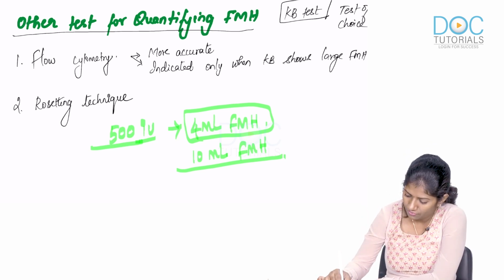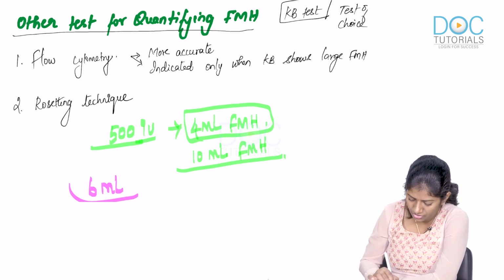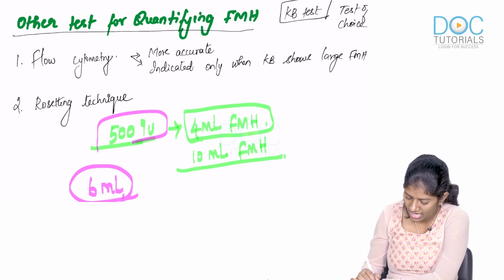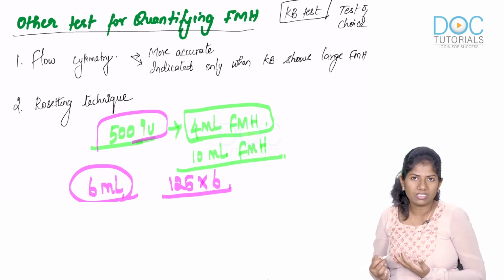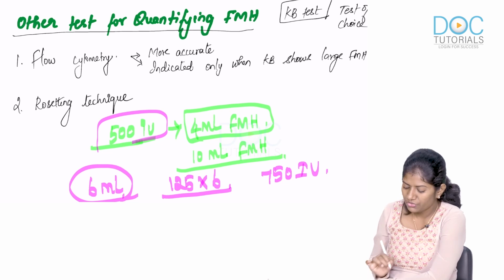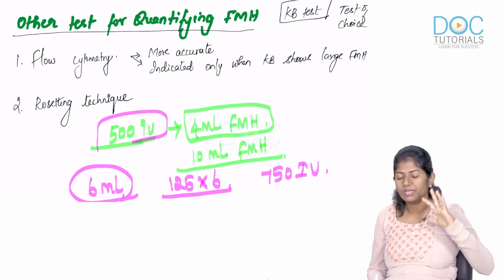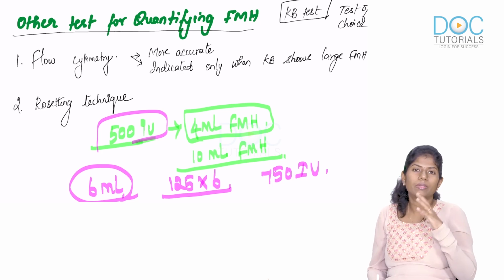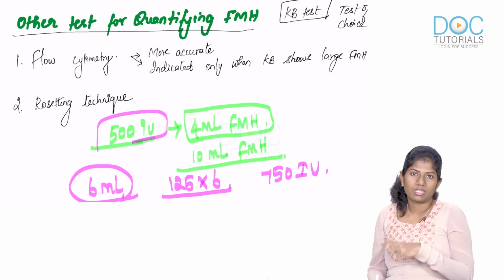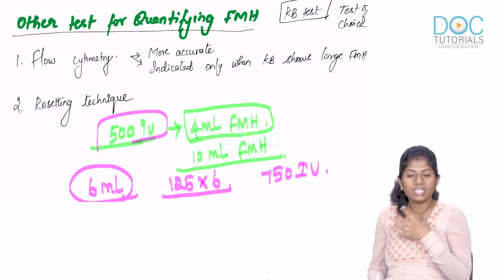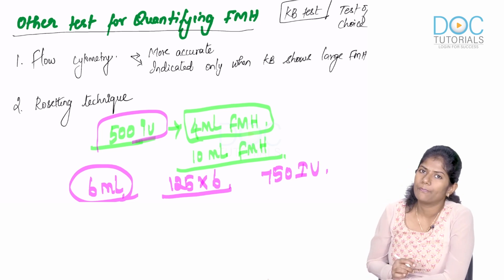So for this 6 ml of fetal-maternal hemorrhage that is left uncovered with a standard 500 international units, you add 125 international units for every 1 ml. So 125 multiplied by 6 will be 750 international units. Here, you have given a minimum dose of 500 international units to the patient and the actual fetal-maternal hemorrhage is 10 ml. So where 6 ml is left unneutralized, you will be giving an additional dose of 750 international units, in addition to the usual 500 international units.